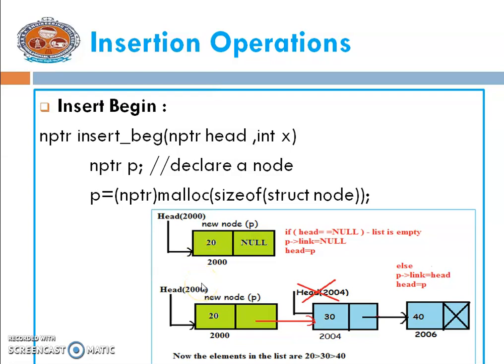If the linked list is not empty, then set P of link is equal to head and head is equal to P. After inserting P in the beginning of the list, the elements in the list are 20, 30 and 40 respectively.